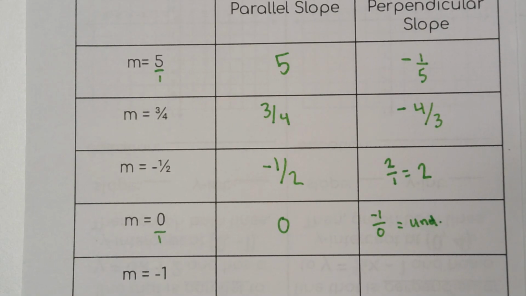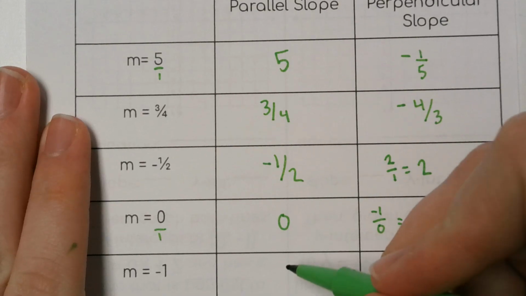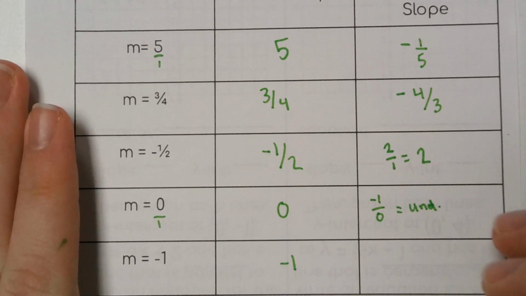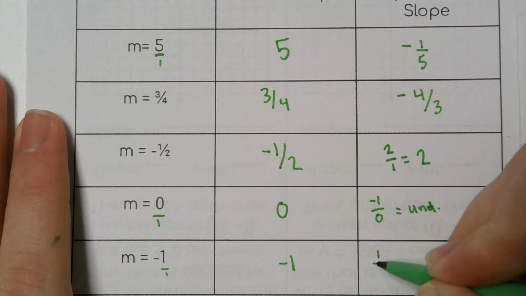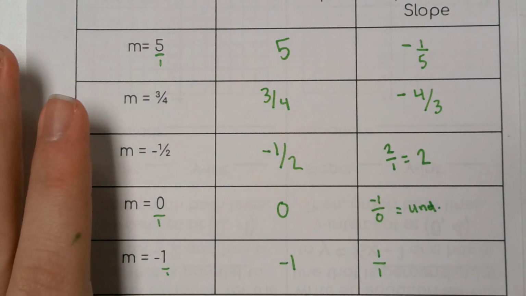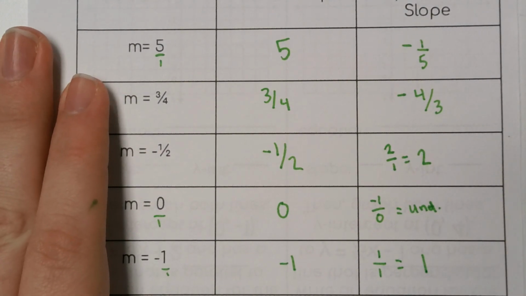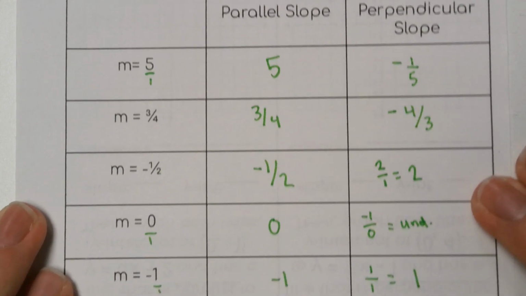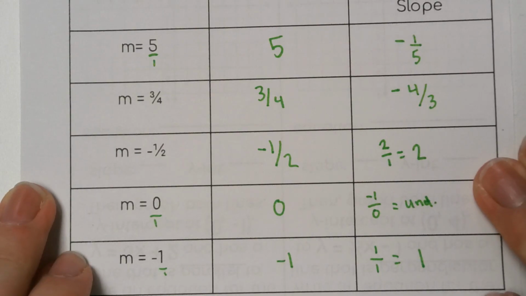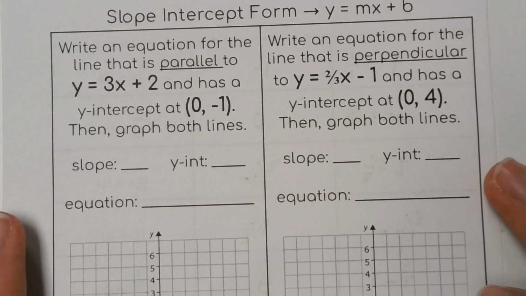Okay, last one. We have negative 1 is our parallel slope. And then if we flip it and change the sign, it'd be positive 1 over 1, which is really just positive 1. Awesome. So those are all of our parallel and perpendicular slopes. If you have questions, let me know. Otherwise, we're going to keep on going.